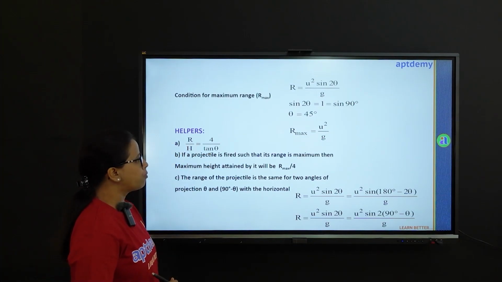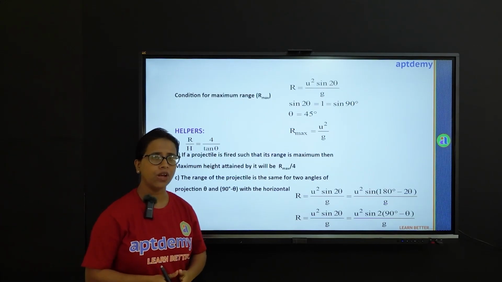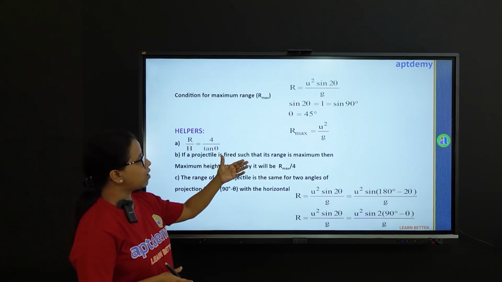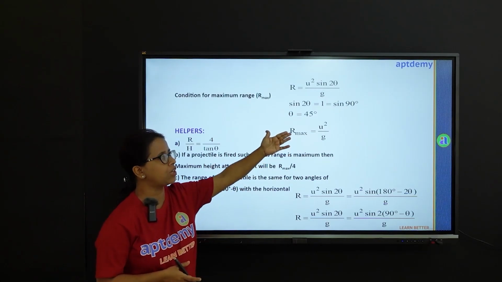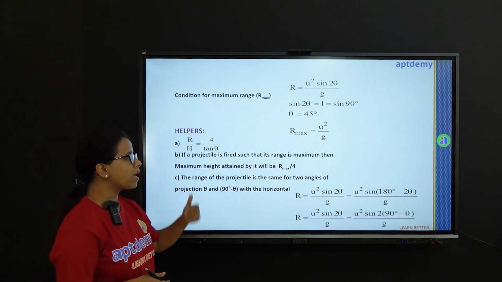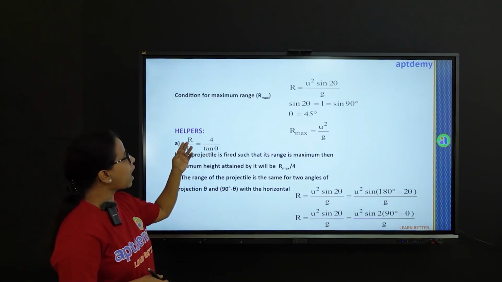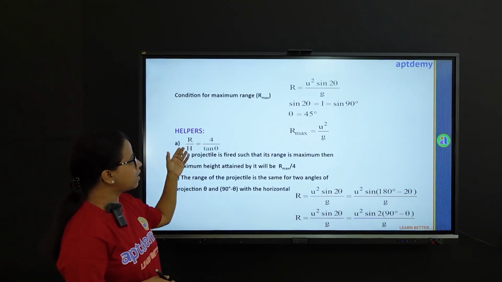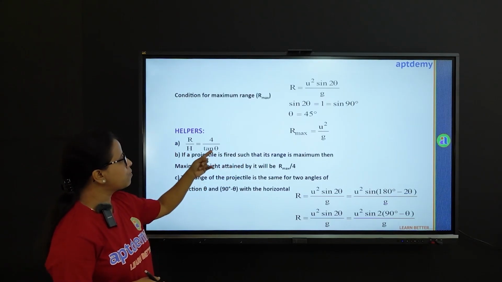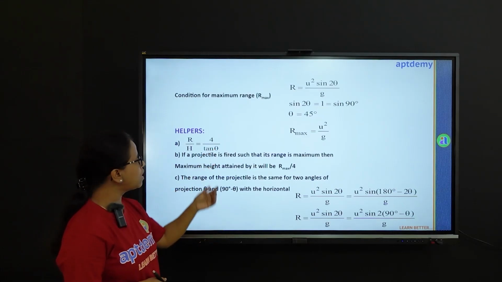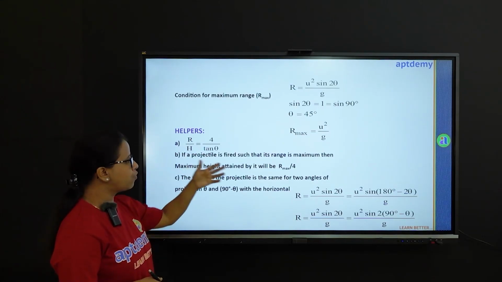R by h is equal to 4 by tan theta. Now what if a projectile is fired such that its range is maximum? When a projectile is fired in such a manner that its range becomes maximum, that is the maximum value of range is u square by g, then the maximum height achieved by the projectile in this case will be equal to R max upon 4. So this is very clear from this particular example. You can see that if range is maximum, which means that theta is 45 degrees, so tan 45 will be 1 and we have h equal to R by 4.